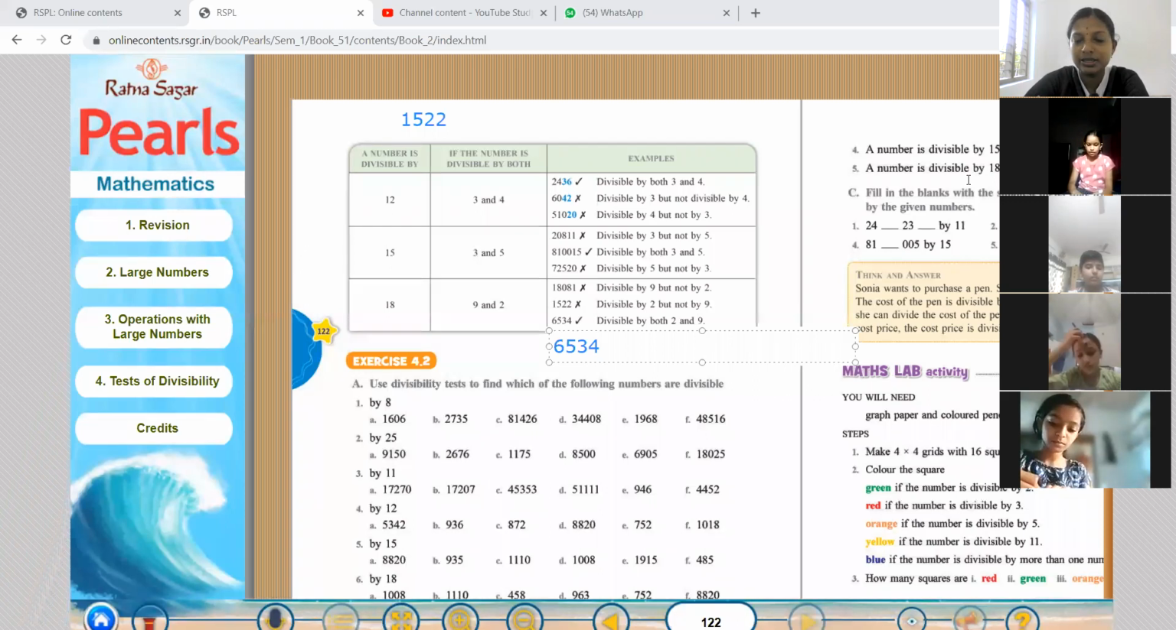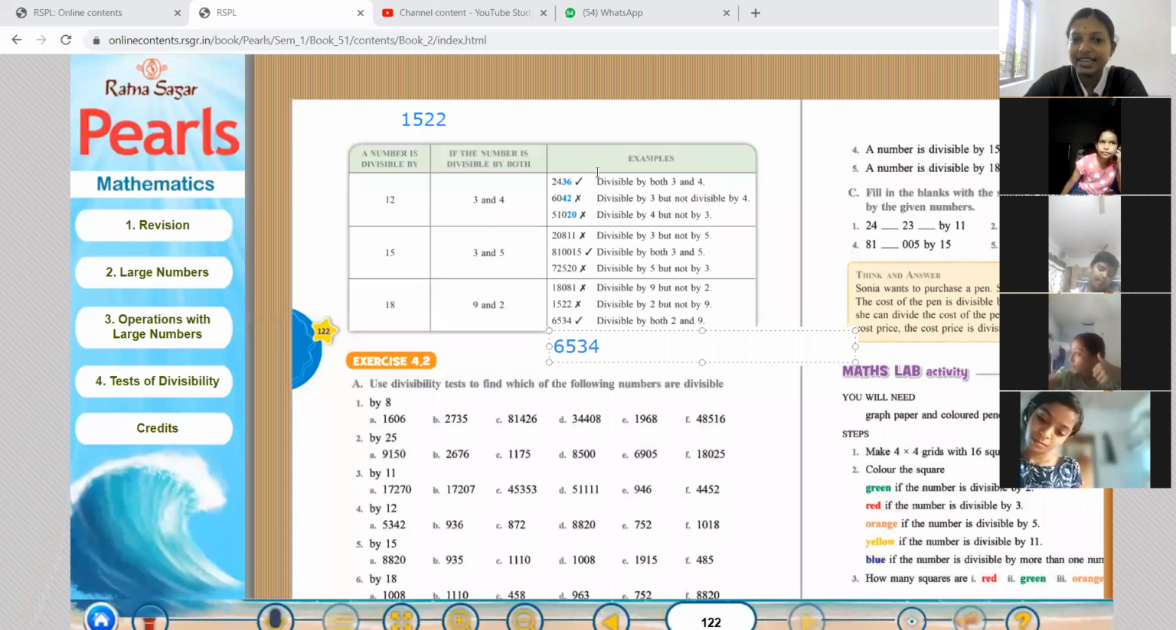How will we check the divisibility by 9? First of all, we have to find the sum of its digits. That is 6 plus 5 plus 3 plus 4. What is the value of 6 plus 5 plus 3 plus 4? It is 18. Then, is 18 divisible by 9? Yes, because 2 into 9 is equal to 18. So we can say that 18 is divisible by 9.